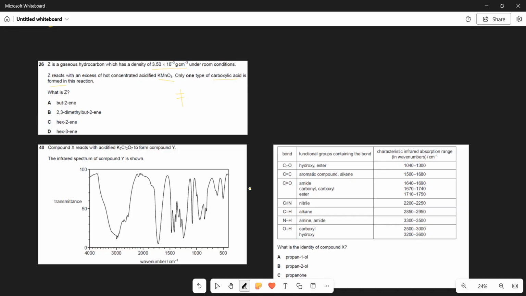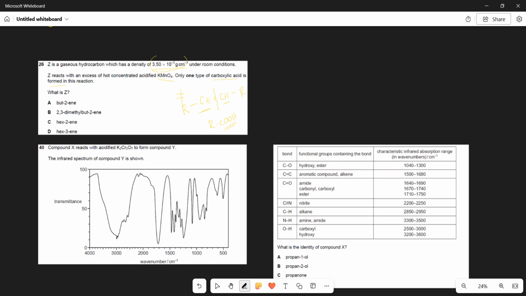When the double bond is broken and only one type of carboxylic acid is formed, it means the double bond looks like this. It has something else on the side, and the double bond breaks here, so that you get COOH and COOH, with an equal group on each side. That's what they are saying. So you get RCOOH. This is the idea. So how to find out?